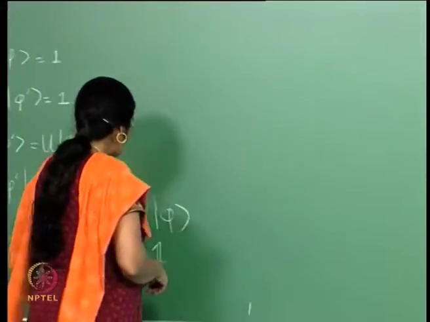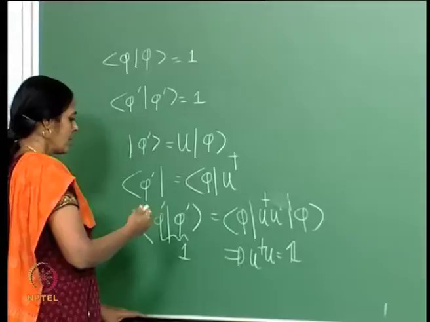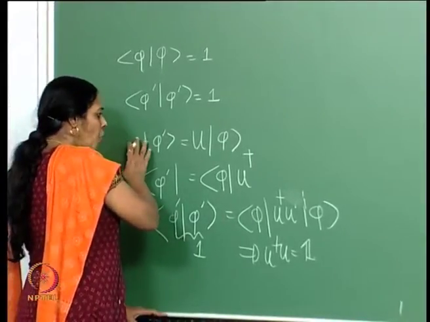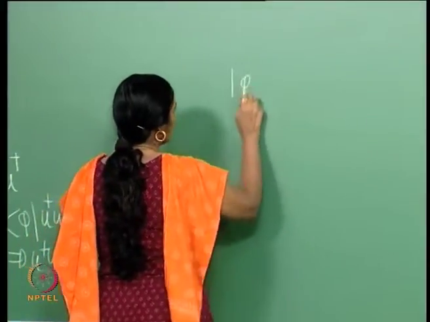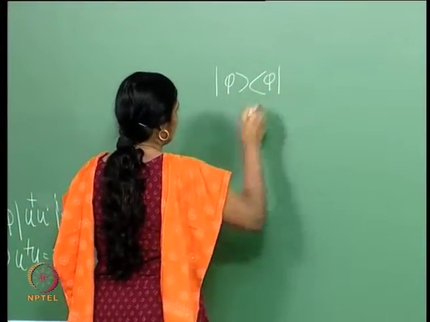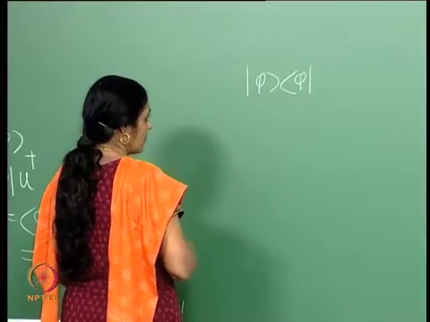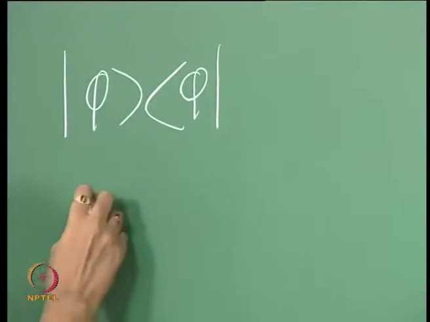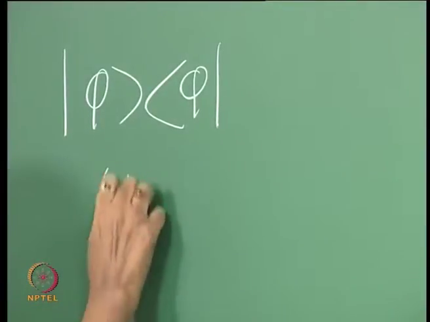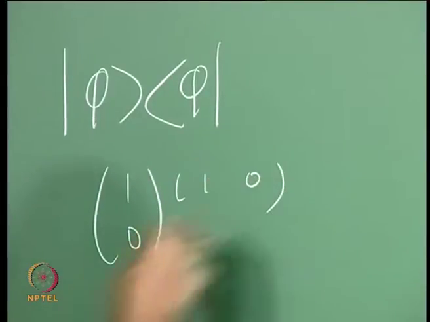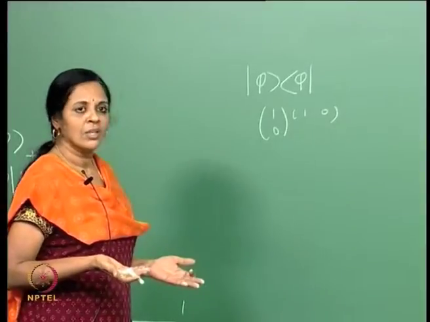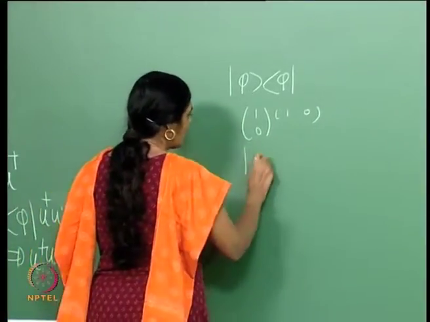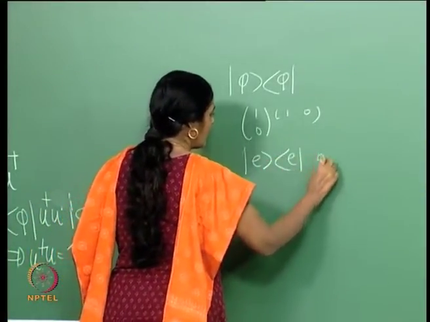Now, what happens to operators when they go from the old basis set to the new basis set? Consider, for instance, this operator. In the parlance of column vectors, it could well be the operator 1 0 1 0. When we talk about two level atoms, it could well be the operator EE or GG.